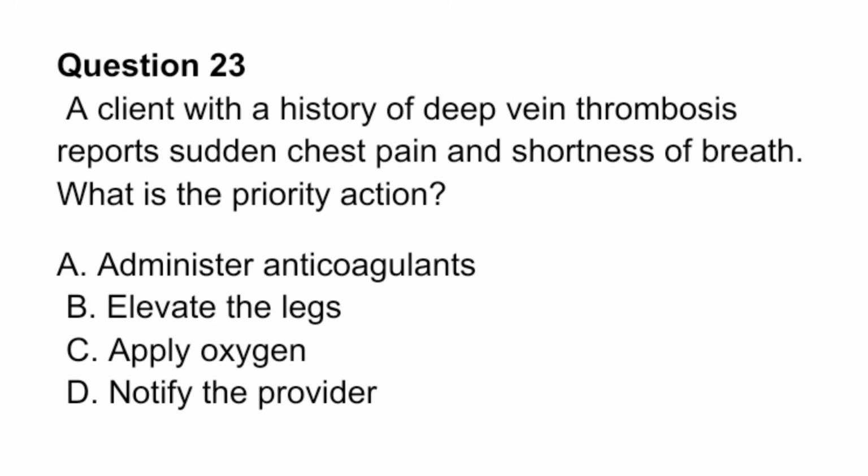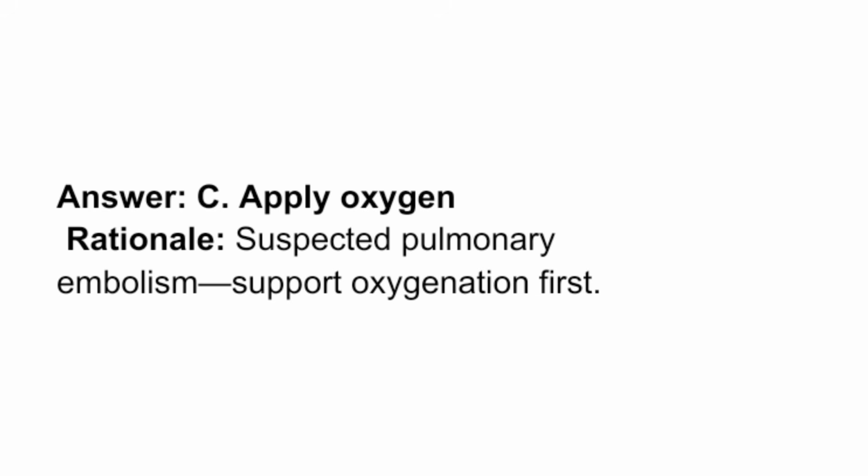Question 23. A client with a history of deep vein thrombosis reports sudden chest pain and shortness of breath. What is the priority action? A. Administer anticoagulants. B. Elevate the legs. C. Apply oxygen. D. Notify the provider. Answer: C. Apply oxygen. Rationale: suspected pulmonary embolism, support oxygenation first.